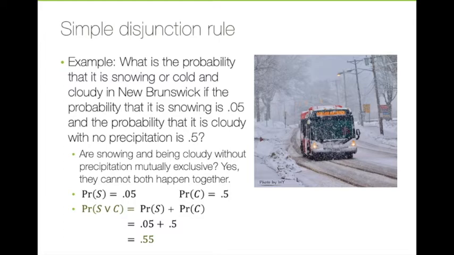So, are the circumstances described by it is snowing and it is cloudy without precipitation exclusive? Yeah, snow is precipitation. So these two circumstances cannot both happen together. They're mutually exclusive, and we can apply our simple disjunction rule. For that, we need the probability of S, that it's snowing, and C, it's cloudy with no precipitation. So S is 0.05, and the probability of C is 0.5. And our rule tells us that the probability of S or C is the probability of S plus the probability of C, 0.05 plus 0.5, or 0.55.